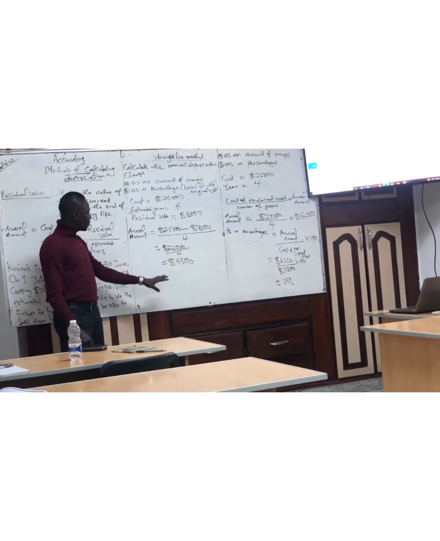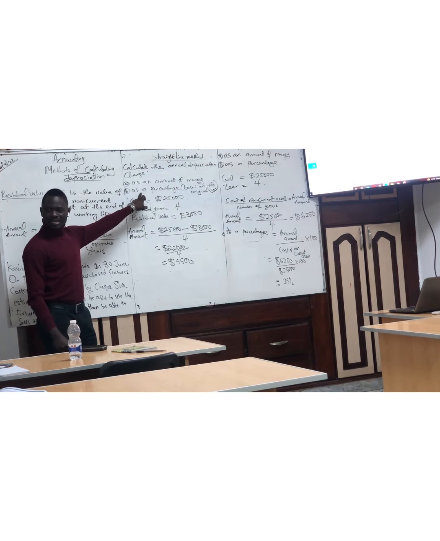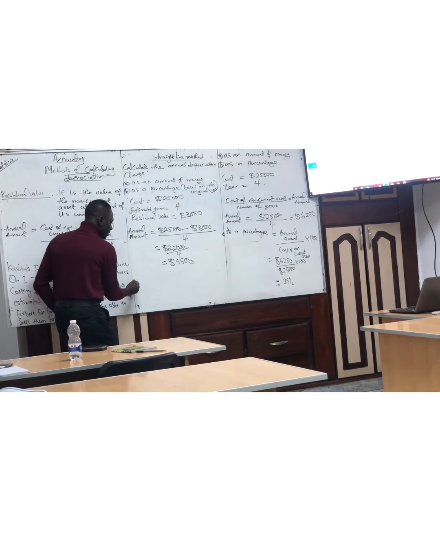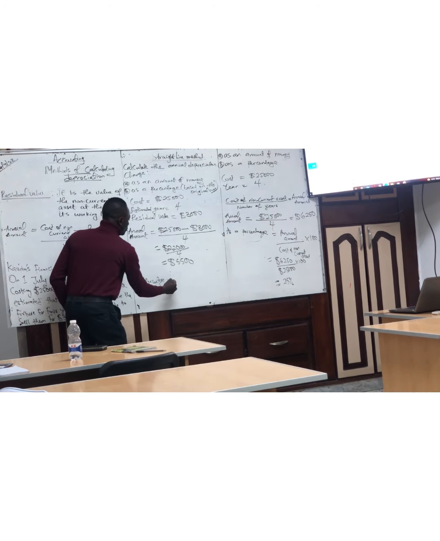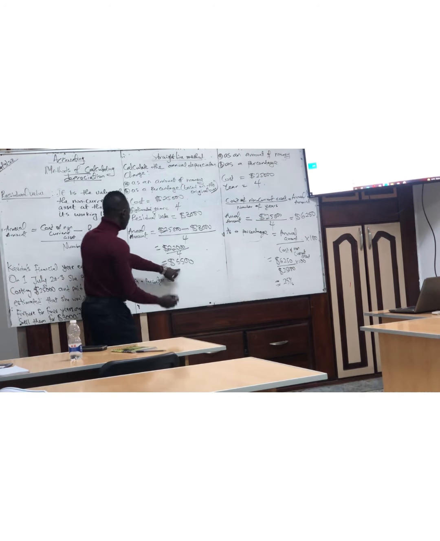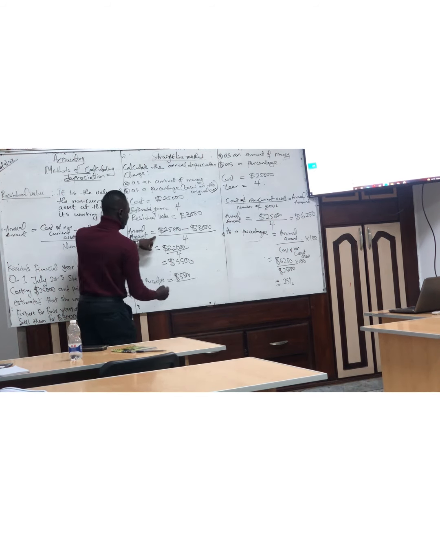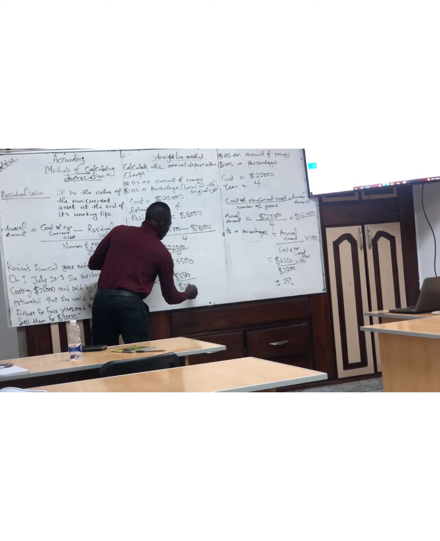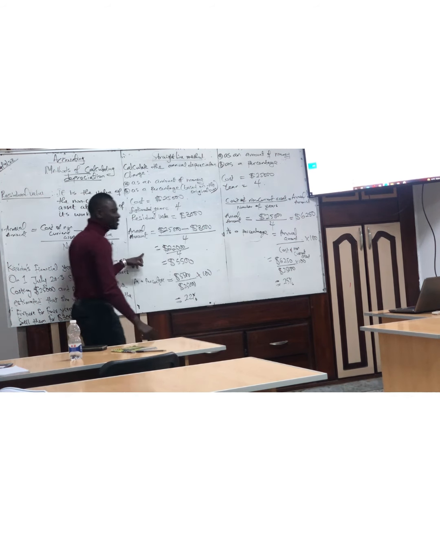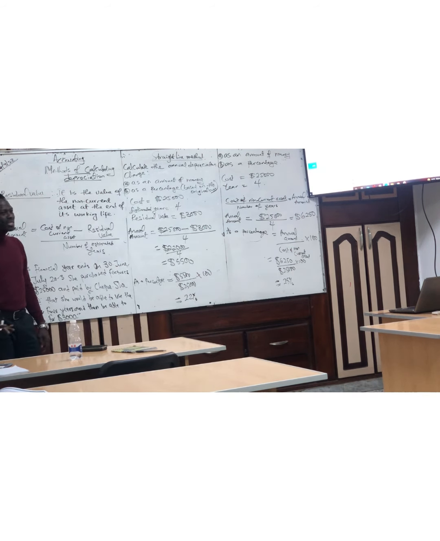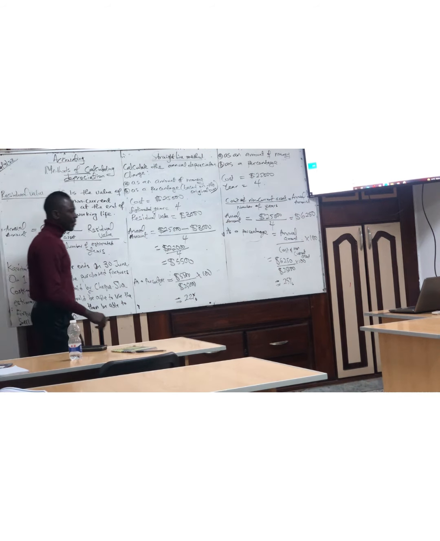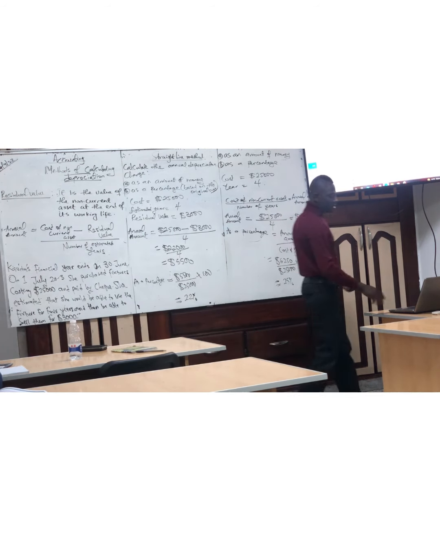No problem. Then we calculate the same as a percentage. It would be what? The annual amount now, which is 5,500, over the cost, 25,000, multiplied by 100. What does that give you? 22%. Is it clear? Yes. Do we get it? Yes. Please write. Then we'll go to the question next time.